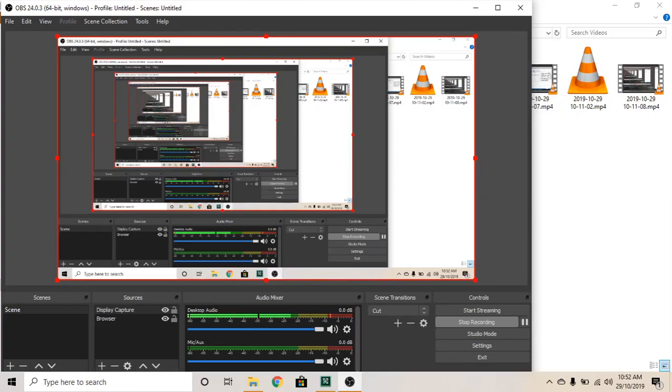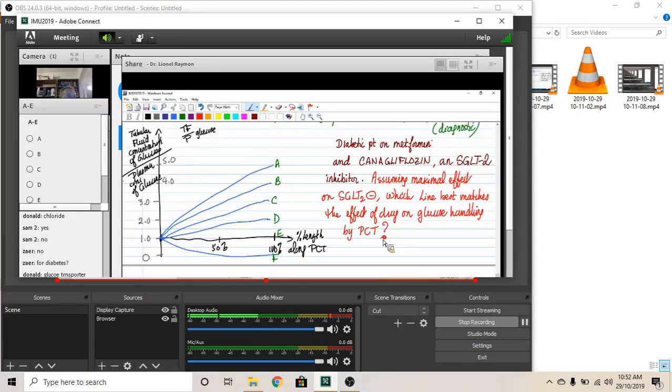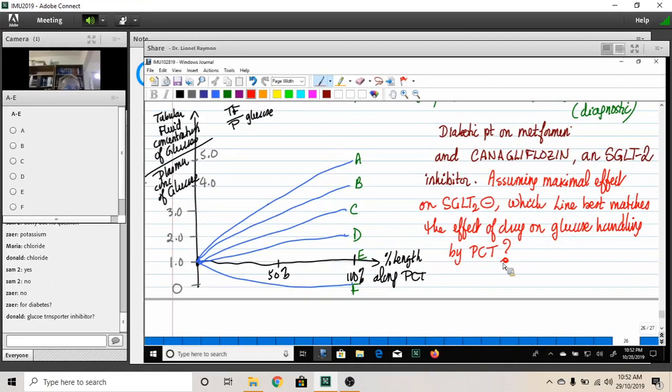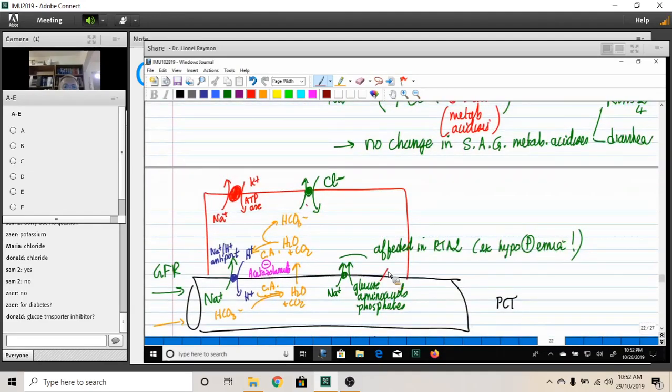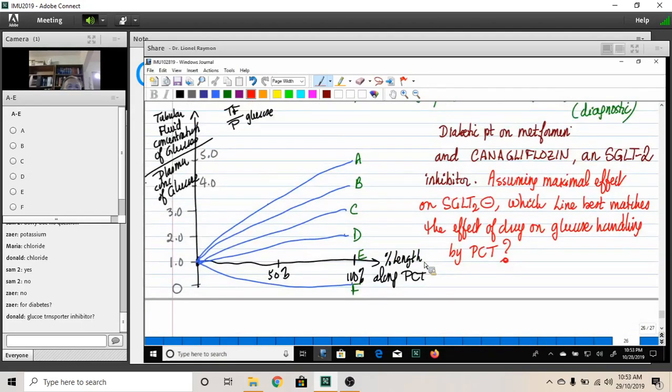It blocks sodium glucose transporter 2. That's right, Donald. So if you want, it blocks this sodium glucose transport. And now my question is, what would tubular fluid concentration over plasma concentration look like if I was using canagliflozin? A, B, C, D, E, or F?